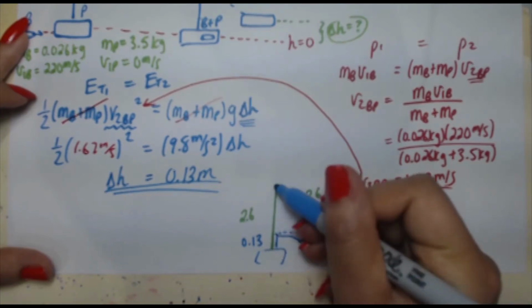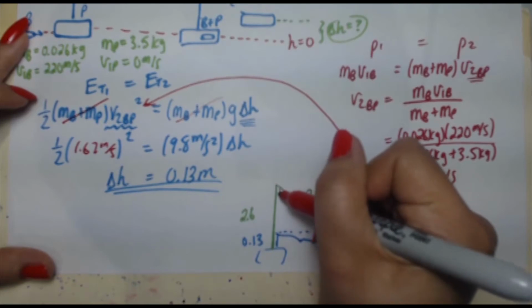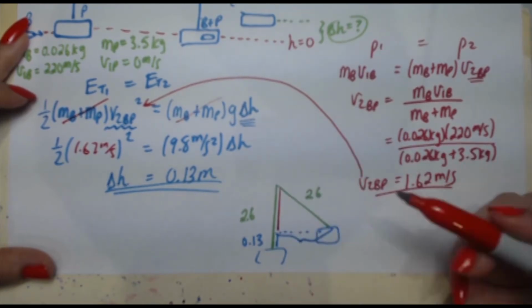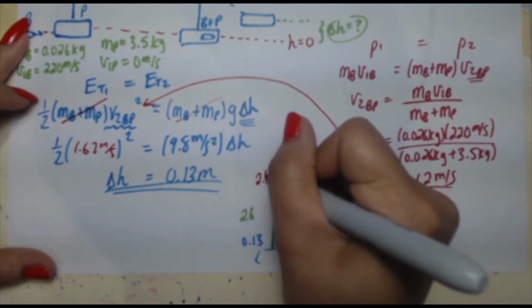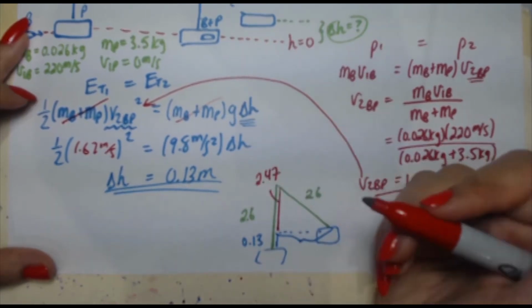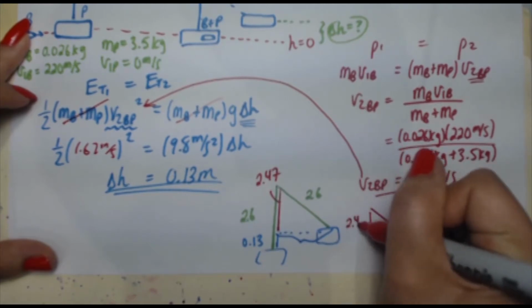So pretty much look at it from this point of view. This whole green line is 2.6. The little blue one is 0.13. So if you want to know this side of the triangle, the red, it's going to be 2.6 minus 0.13, which is 2.47. Okay, so 2.47 meters is that side. So you have this triangle essentially.